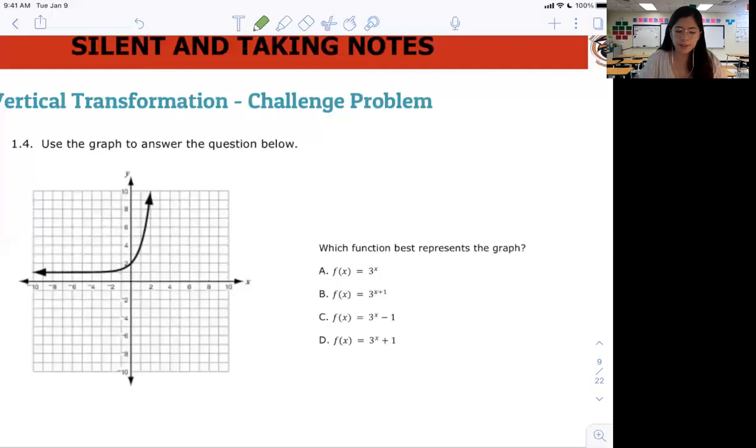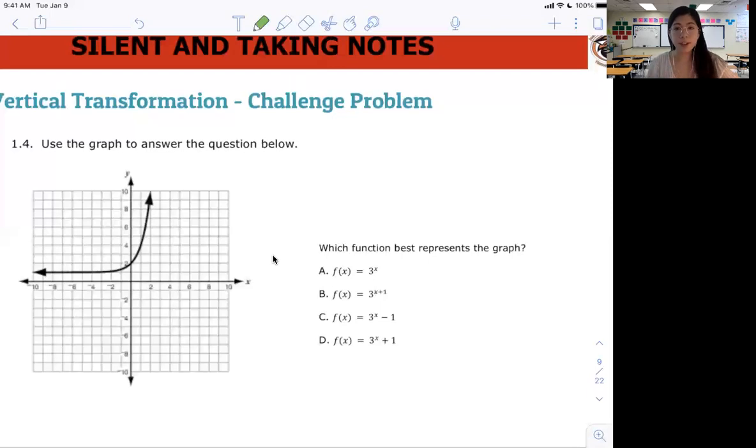All right, 30 more seconds to work it out. 10, 9, 8, 7, 6, 5, 4, 3, 2, and 1. Okay, here are my results. The most popular answer was C. Doesn't mean it's correct, but let's take a look.